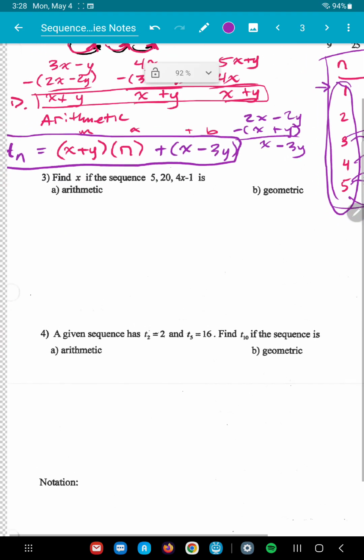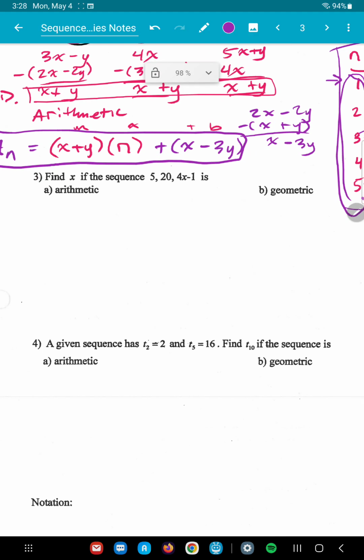Here it says, what if the sequence 5, 20, 4x minus 1, what if it was arithmetic? If it was arithmetic, we know that as we go from term to term, we should see a common difference. So, 5 plus something should give us 20. 20 plus that same number should give us 4x minus 1. So if it's a common difference, well, we definitely know 5 to 20, right? That's pretty concrete. It looks like we're always adding 15, right? So add 15, we add 15.